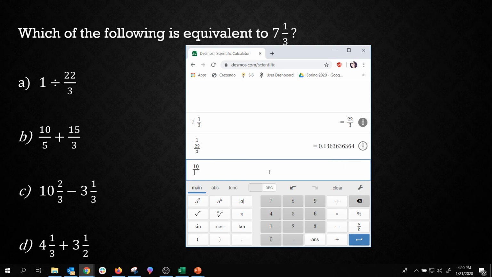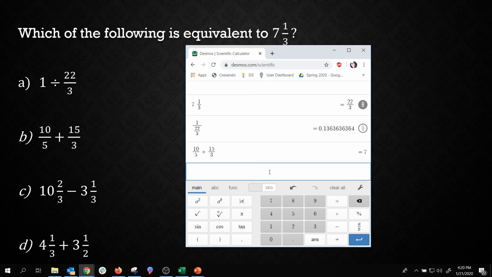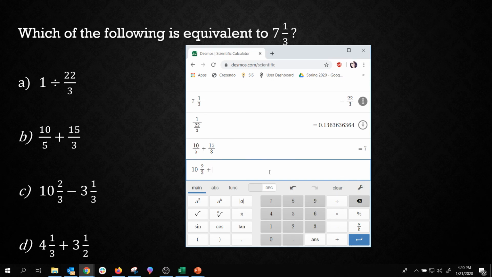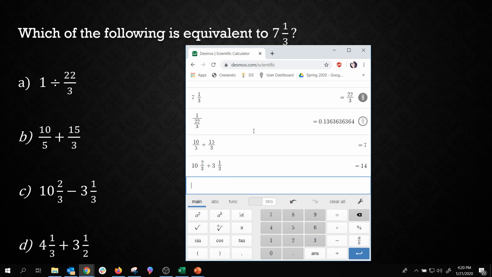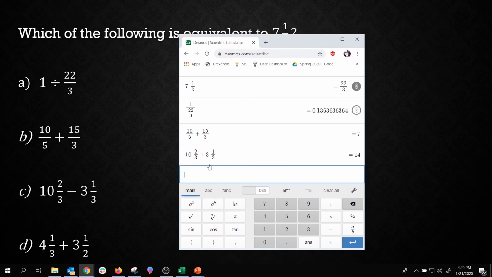Next one is 10 over 5 plus 15 over 3. Not what we're looking for. I have 10, space, 2 over 3 minus 3, space, 1 over 3. That one's close, but not quite. Oh, whoops. This is a subtraction. Ooh, there we go. See, that subtraction sign made a difference. Make sure you double check it.